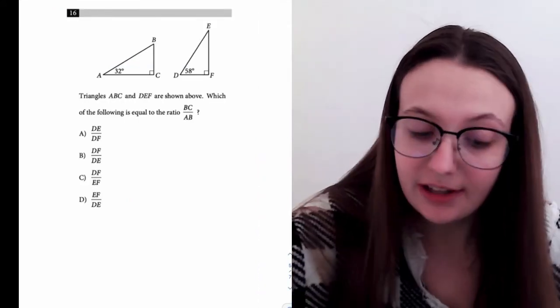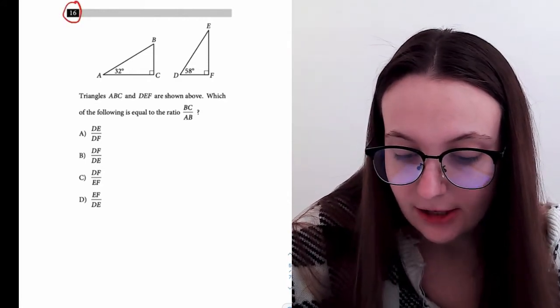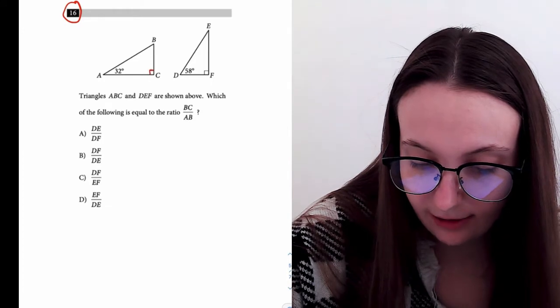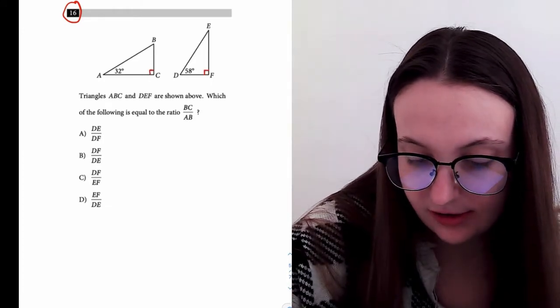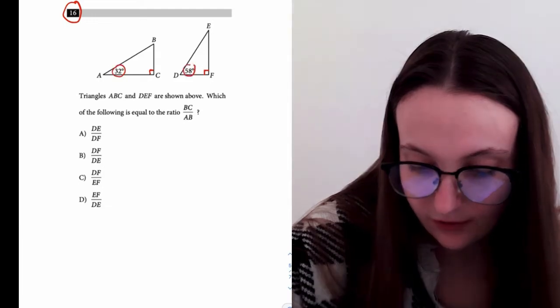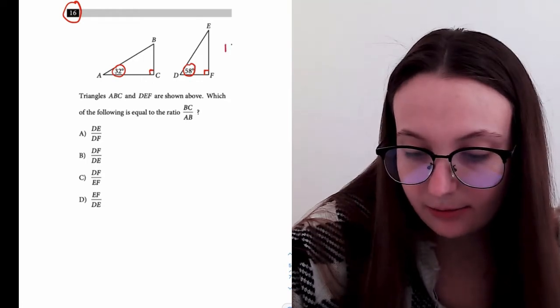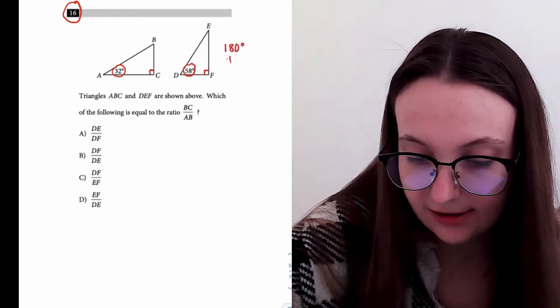I actually really like number 16 for demonstrating similar triangles. So if you notice, we have a right angle over here. So these two angles are the same. And then we have that this angle is 32 and this one is 58. Well, the three angles of a triangle have got to sum to 180 degrees in total.